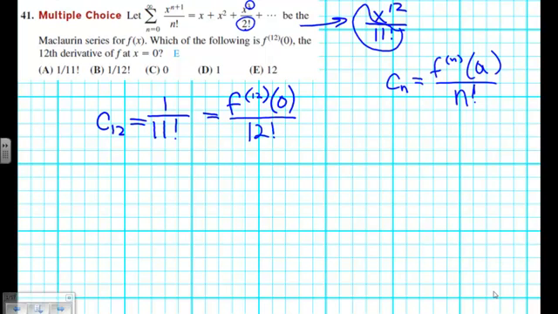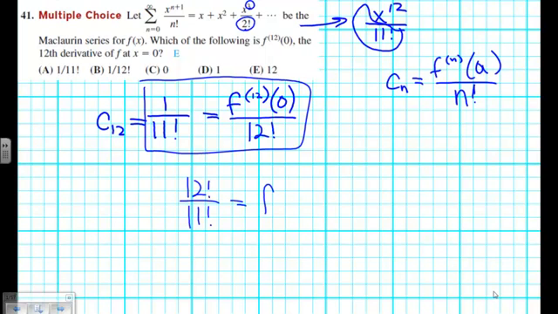So here's my equation that I need to solve for the 12th derivative at 0. Let's multiply both sides by 12 factorial. I get 12 factorial divided by 11 factorial is equal to the 12th derivative at 0. What is 12 factorial divided by 11 factorial? 12. Yep, that's just 12. And that's why the answer is E.